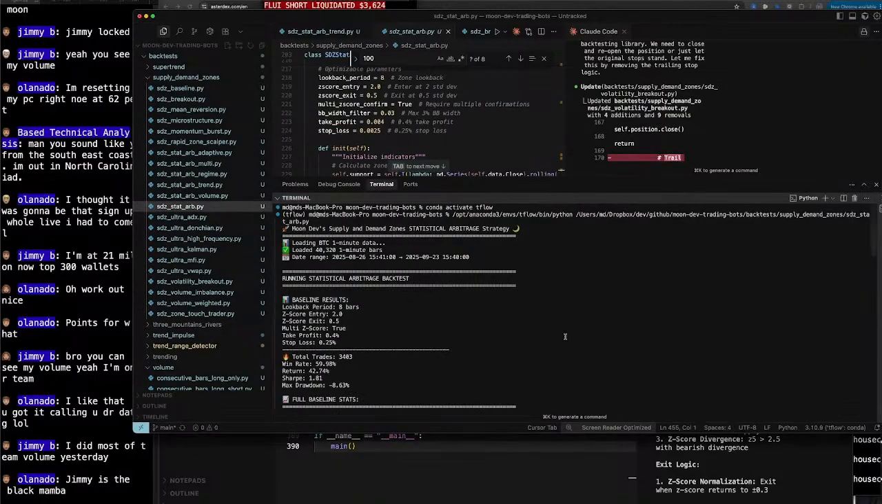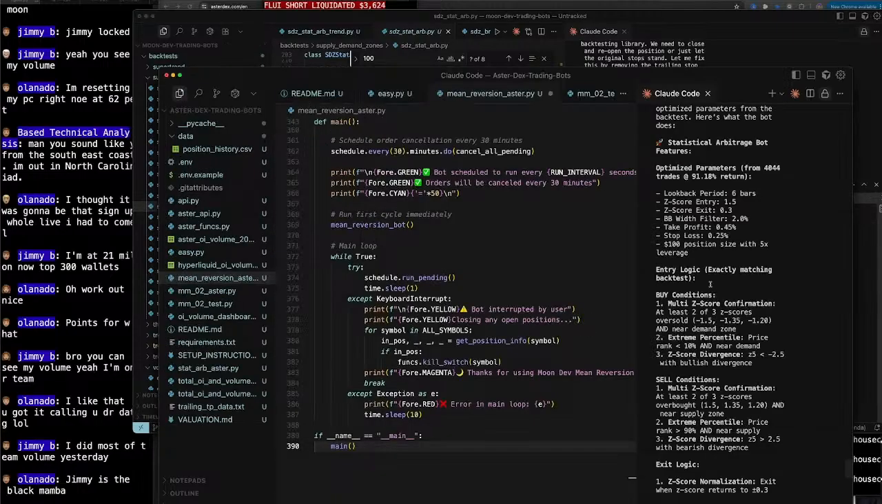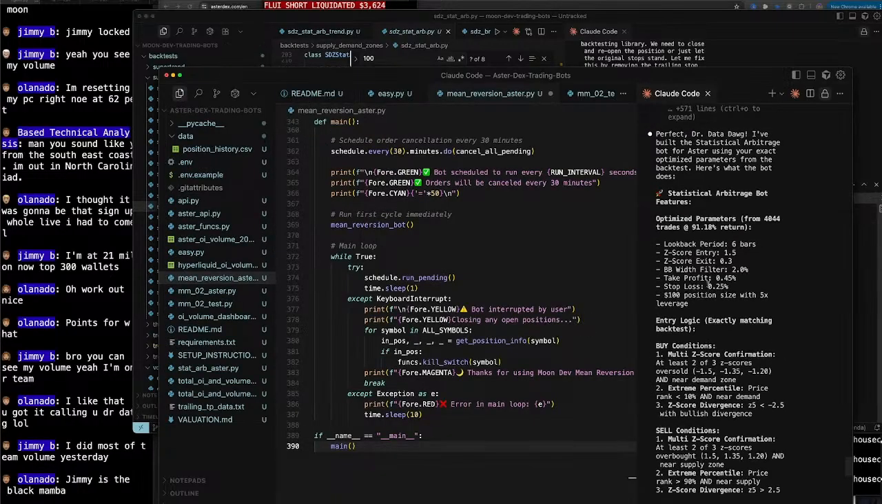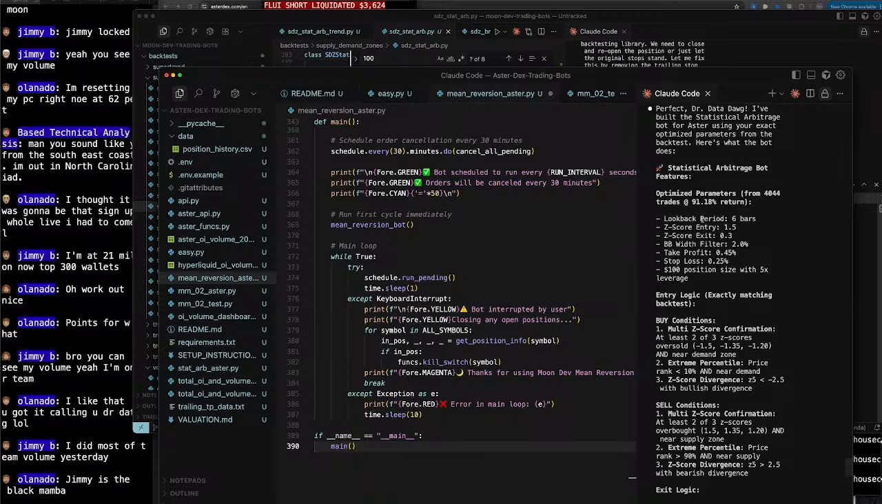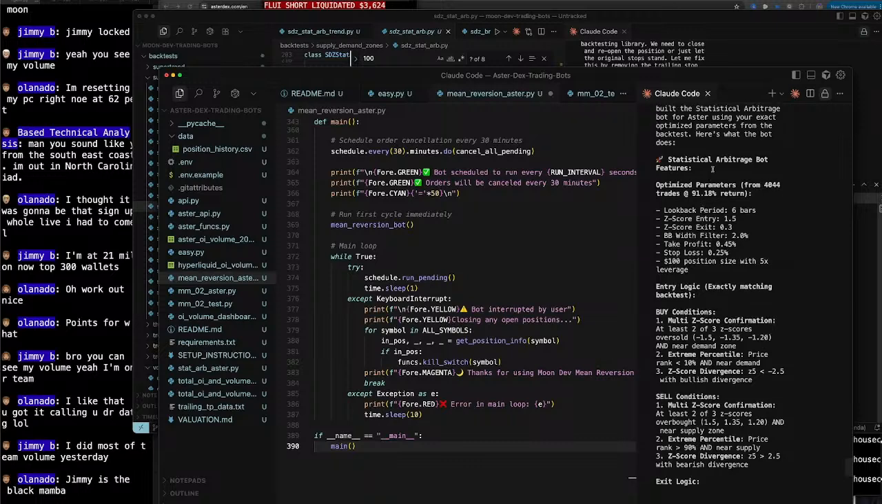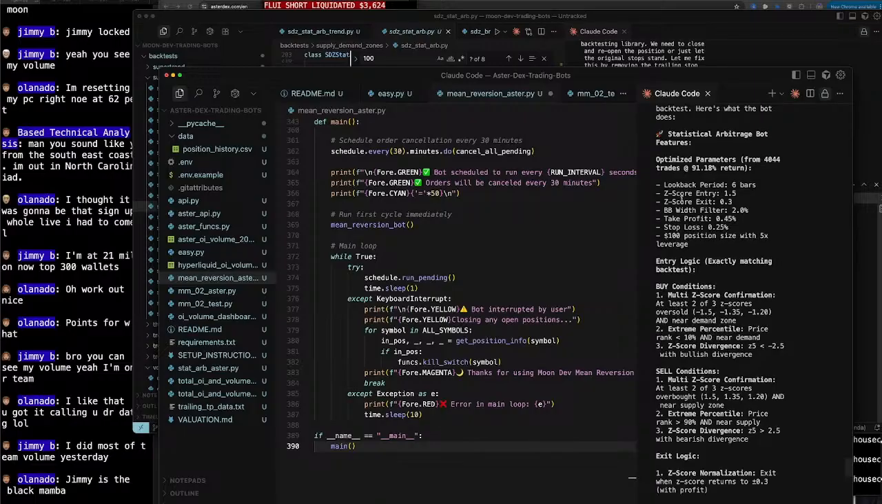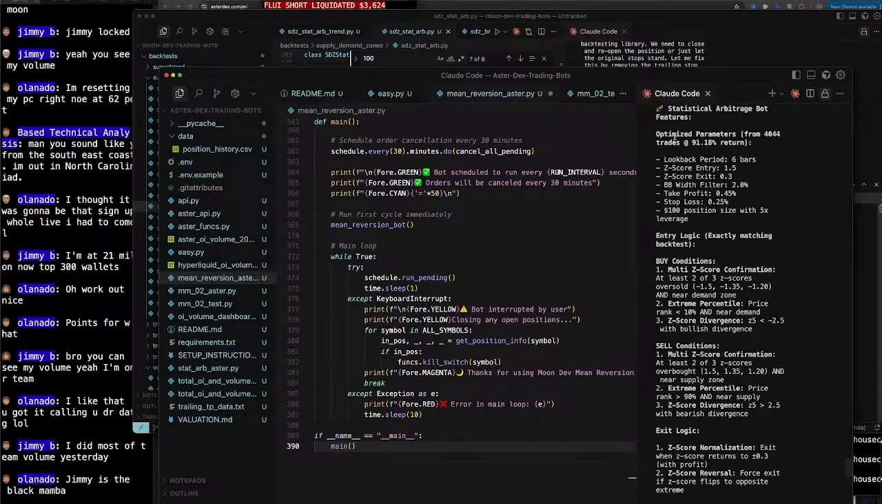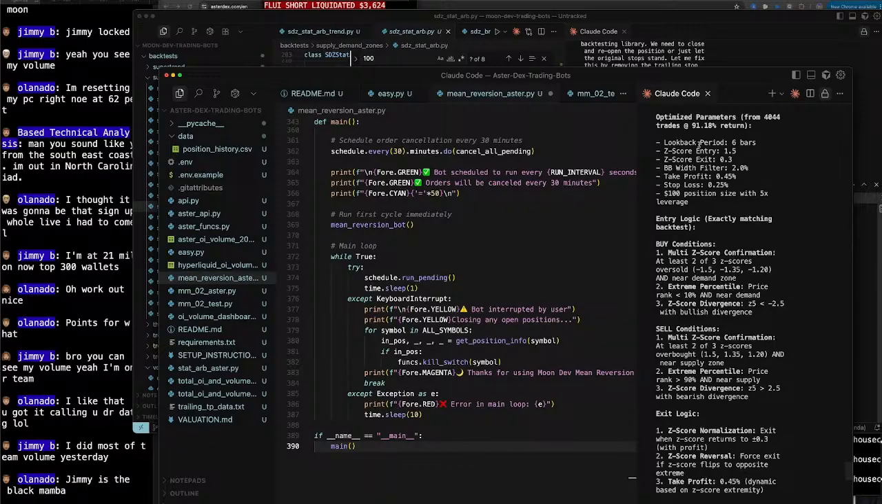Okay, so these stats are dirty, so I'm building a bot for this. Or I built it already. So perfect, Dr. Datadog. I've built the statistical arbitrage bot for Aster using your exact optimized parameters. It's over optimized, we know that. Here's what the bot does. Statistical arbitrage bot features optimized parameters from 4,044 trades at 91% return in 1 month. Look back period is 6 bars. Let's just double check that.